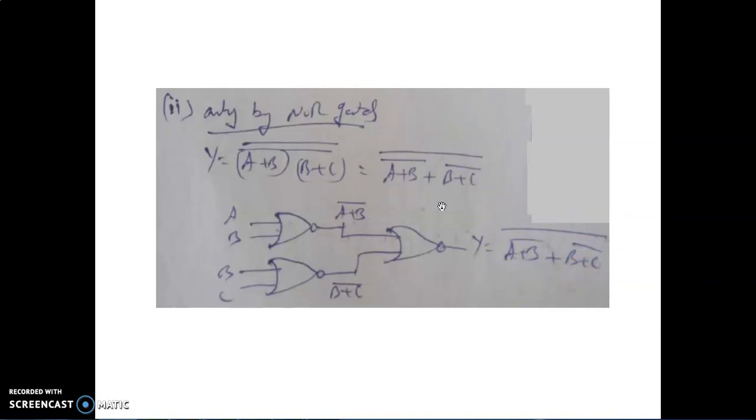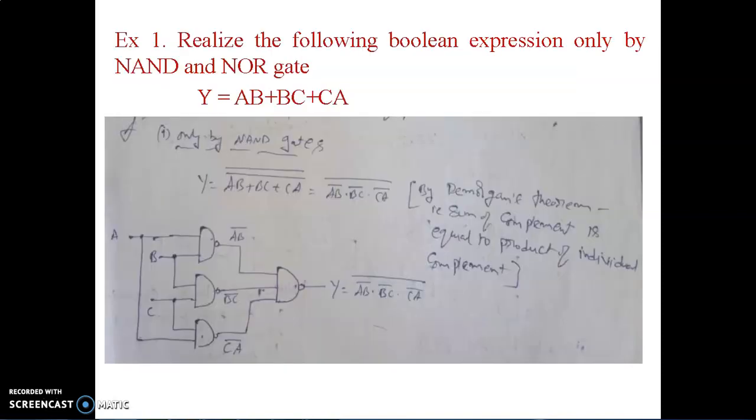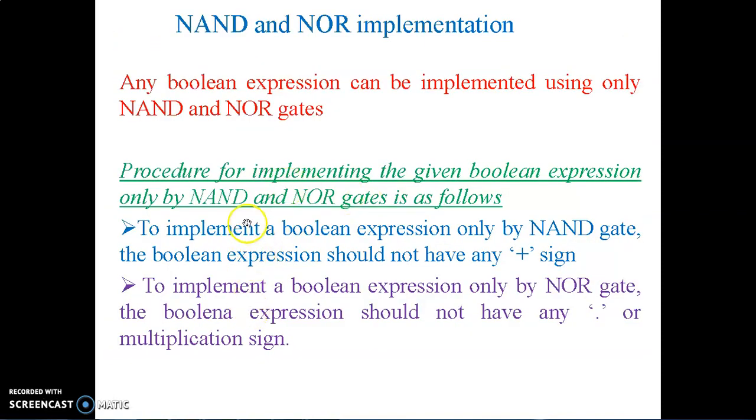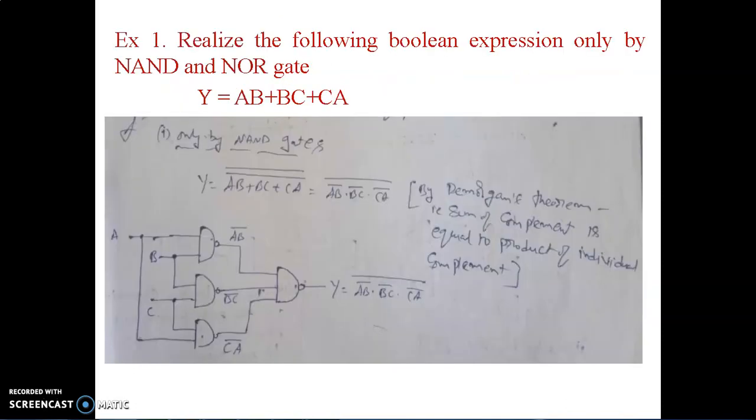That is how we can build a logic circuit by using only NAND gate or by using only NOR gate for a given Boolean equation. To do this, you have to follow two procedures as explained in the previous slide. These two procedures you have to follow to implement any given Boolean equation only by using NAND gate or by using only NOR gate.